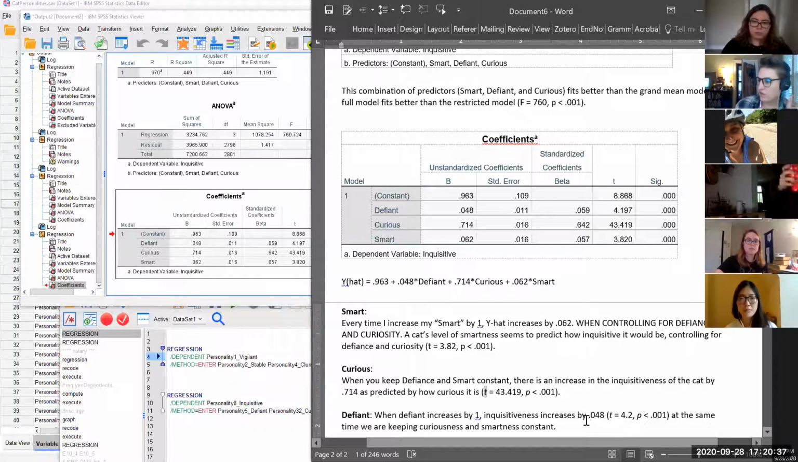Okay, so now we have all three, smart, curious, and defiant. We have all three of those defined. And I did the constant, which is when all three of these are 0, our expected inquisitiveness score is 1. And that is a multiple regression.